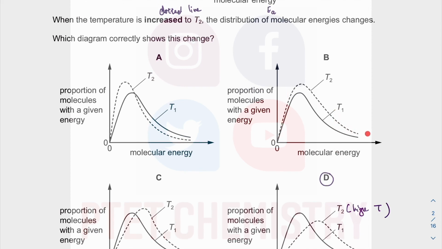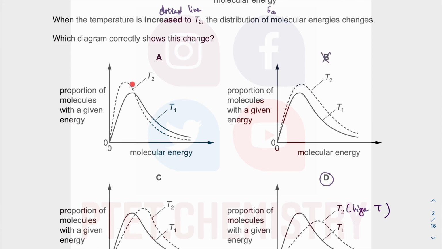Option B has not shifted the proportion of effective collisions because you have just raised the height. You have also raised the height here. But the proportion of effective collisions means how much this area is compared to this area. Whereas here you have just increased the total area under the graph, and that is not something that happens. When you increase temperature, you do not get more reacting molecules.